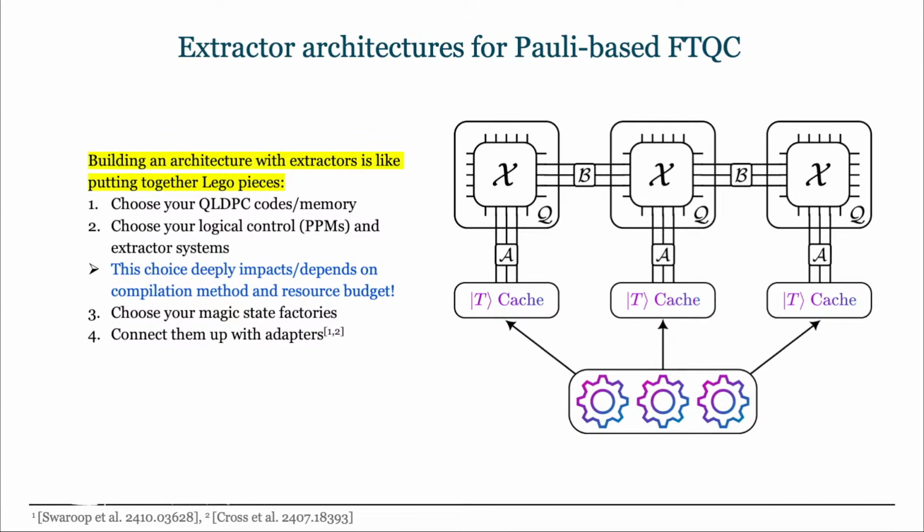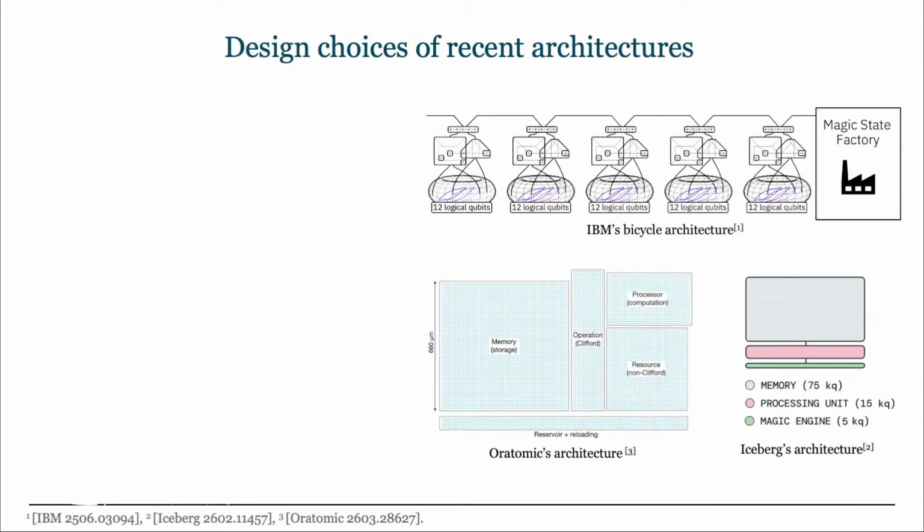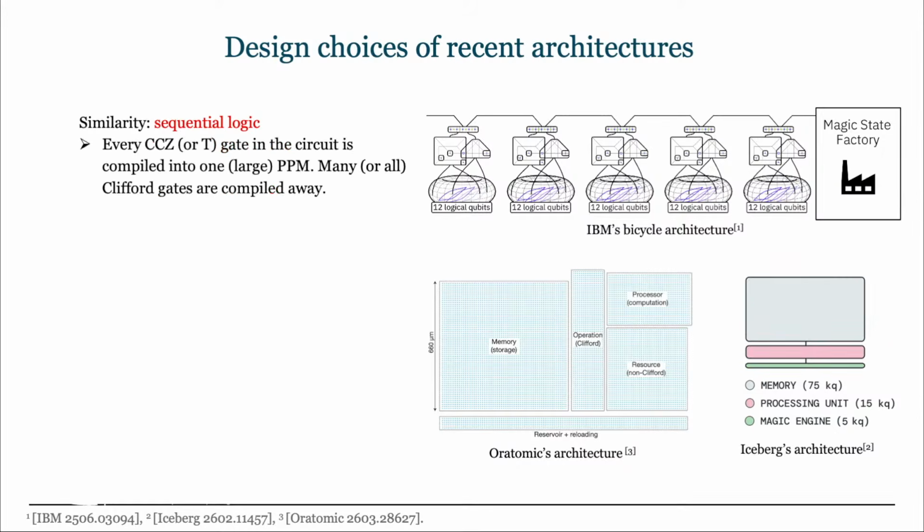Great. With that in mind, let's look at some of the design choices that were made in these recent architectures, including IBM's bicycle architecture and Iceberg's and Oratomics' architectures. There's one similarity, which is that they implement sequential logic in the following sense. Every CCZ gate or T gate in the circuit is compiled into one, usually large, Pauli product measurement. Many, sometimes all, of the Clifford gates in the logical circuits are compiled away. So think of your computer as implementing one big non-Clifford Pauli rotation, or PPM, at one time.